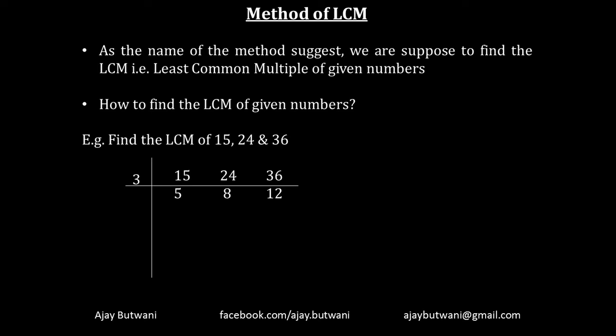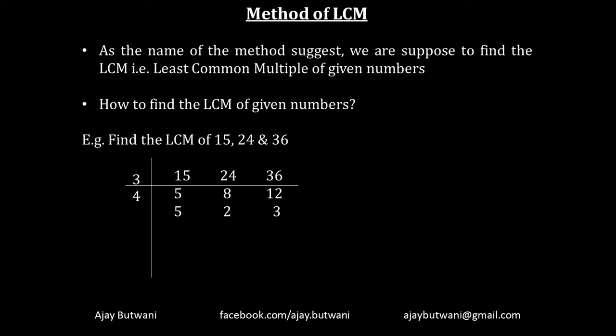Which is that particular number? Yes, that number is 4. 4 is going to divide 8 and 12. So we'll divide 8 and 12 by 4. 5 is going to remain as it is, as it is not divisible by 4. 8 is going to become 2 and 12 is going to become 3. Now once again, is there any number which will divide all the 3? Absolutely no. Is there any number which will divide any 2? I don't think so. So now what are we supposed to do?